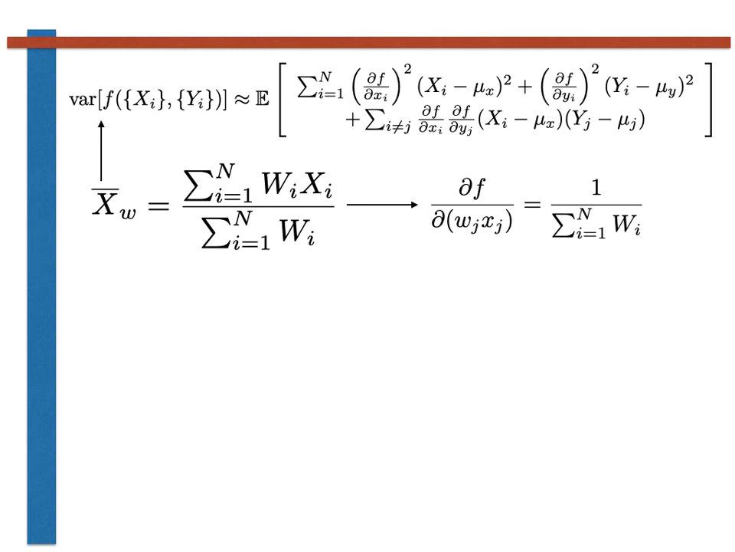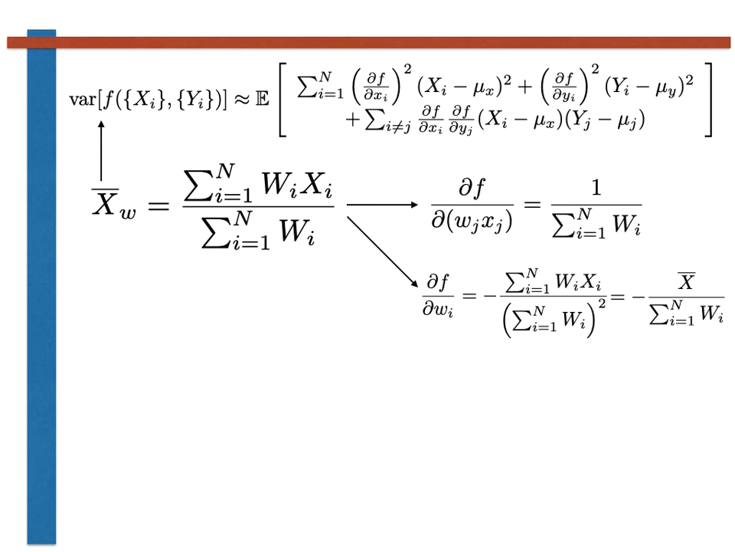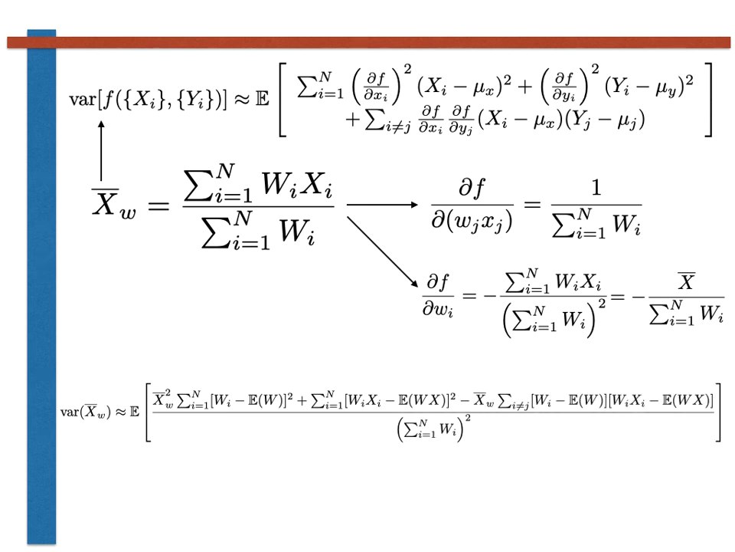We next differentiate with respect to the w_i's that appear in the sum in the denominator. This again is not a particularly difficult partial derivative to compute and is shown here. It is worth noting, furthermore, that if we remember how the weighted average is defined, we can rewrite this derivative in terms of the weighted average as follows. We now insert these expressions for the derivatives into the equation at the top of the slide and arrive at the following expression for the variance of the weighted average.